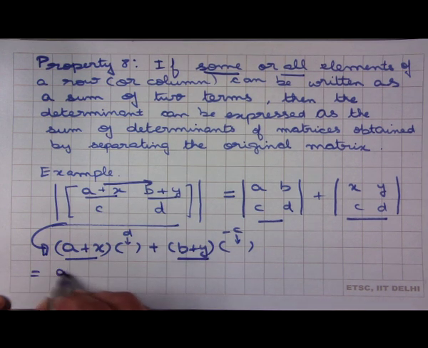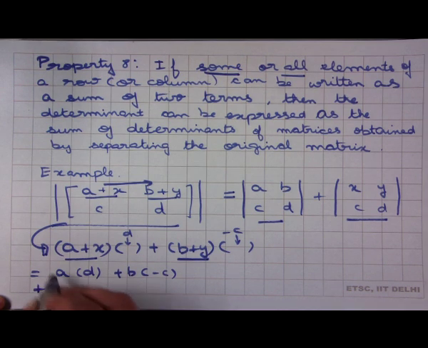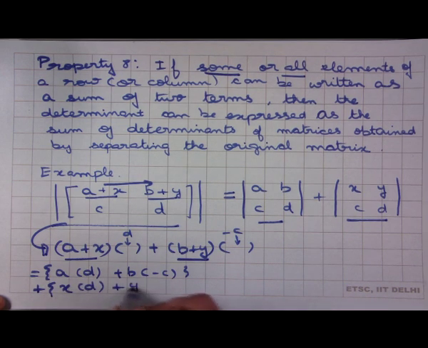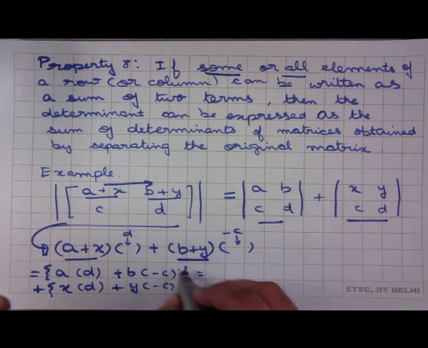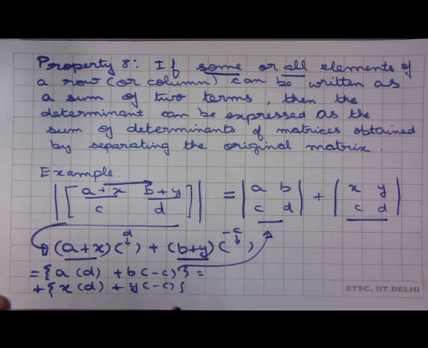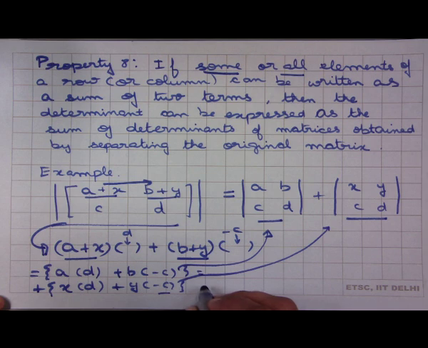So, this can be written as A times D plus B times minus C, so this is one set of terms, plus x times D plus y times minus C. Now, if you look at these, the first is nothing but the determinant of this term, and the second is nothing but the determinant of this term. So, this is a sum of two determinants.